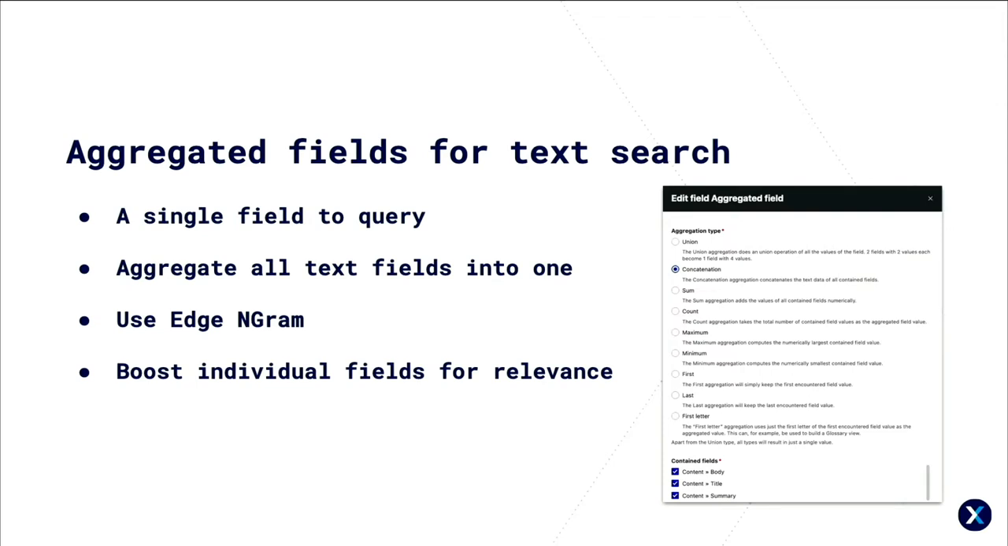So we went with an aggregated field. With Search API, you can configure a single field that aggregates multiple fields into one. In this case here, on the right there, you can see we're concatenating the values of the title, the body, and the summary into one field, and that's what we're actually going to use for full-text search. We use the edge ngram data type, and we'll cover a little bit more on what that actually is in a second. But basically, it helps us tokenize up values and makes content more searchable. And then also at query time, we boost other fields in the index for better results. So again, we'll cover more on that in a little bit.